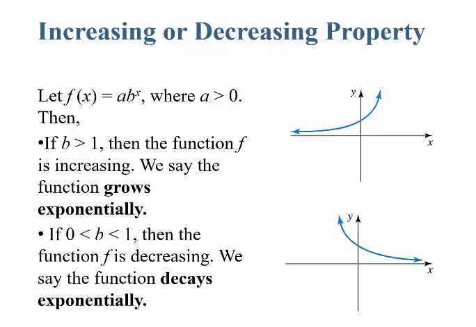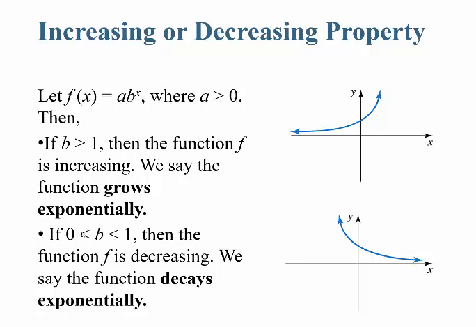All right, so let's let f of x equal a times b to the x, where a is greater than 0. If b is greater than 1, so the base is greater than 1, then the exponential function is what we call increasing, and we say the function grows exponentially. So whenever a is greater than 0 and b is greater than 1, the graph is going to look like this. Okay, something like this.